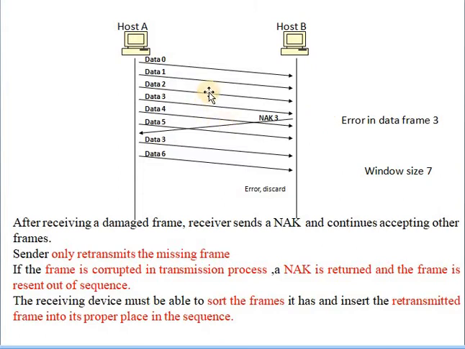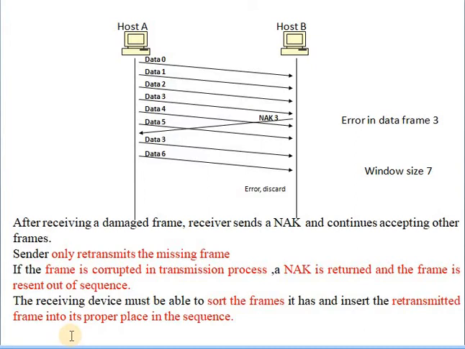This is the main working of selective repeat protocol. In selective repeat protocol, the main thing is that it retransmits only the damaged or lost frame out of sequence, and at the receiver device it sorts the frames and the retransmitted frame is arranged in proper sequence.